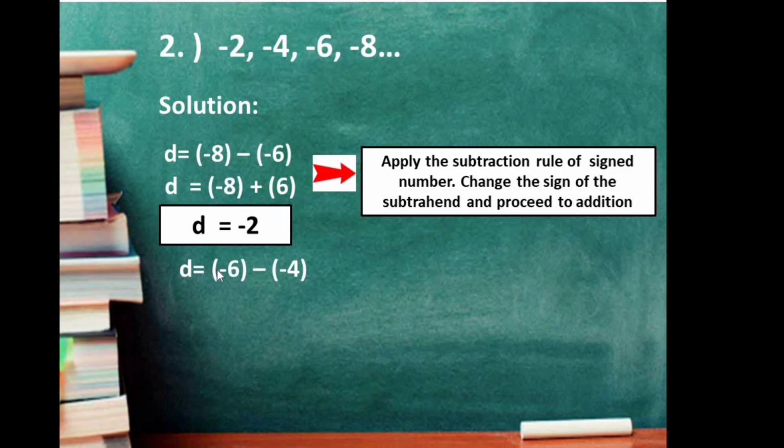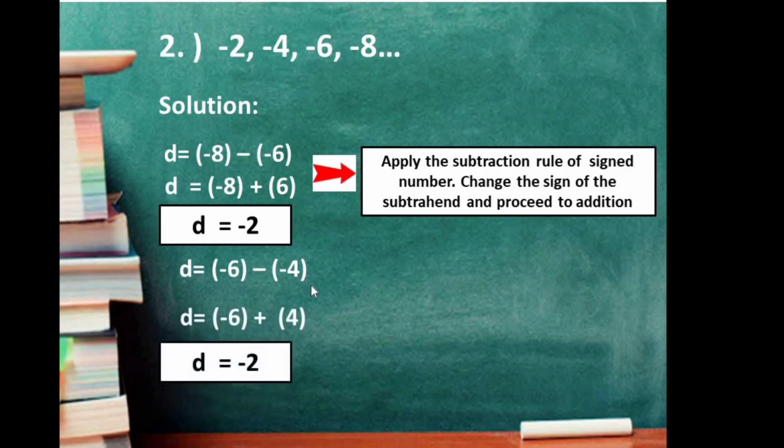So if we try another, negative 6 minus negative 4, do we come up with the same answer? The answer is the same. The common difference is negative 2.